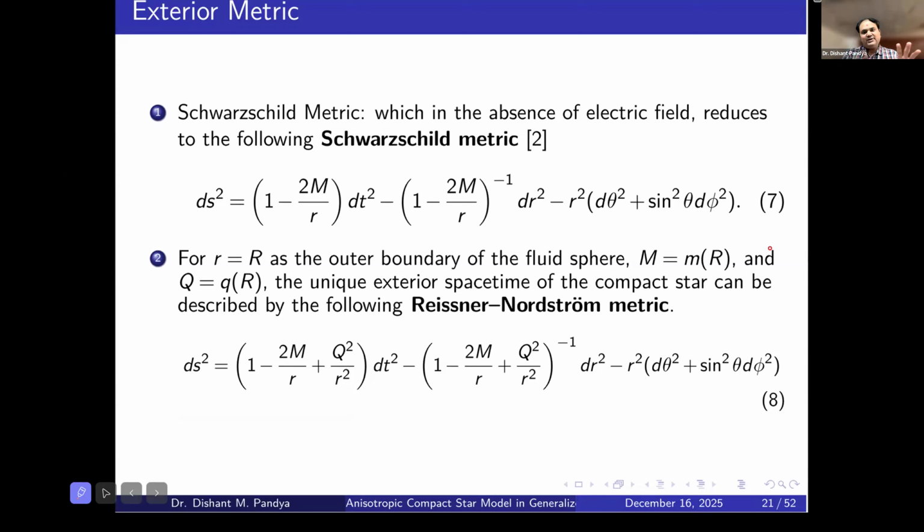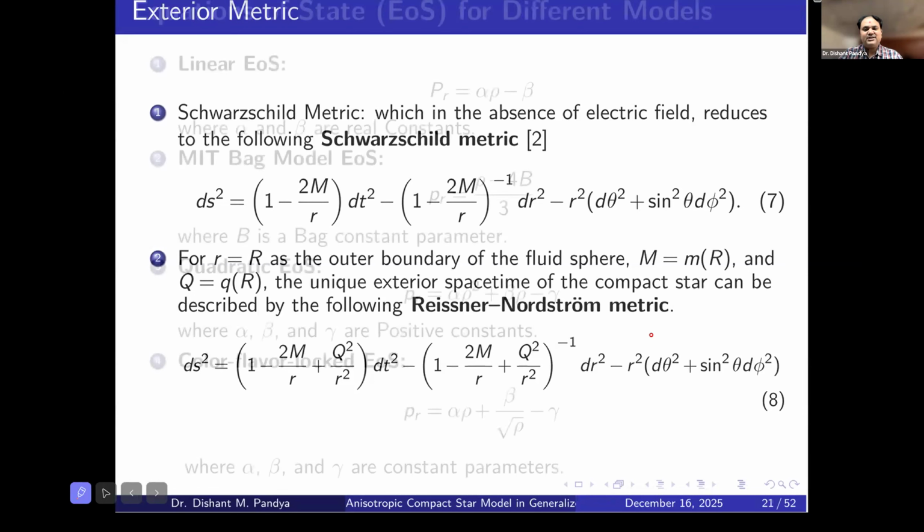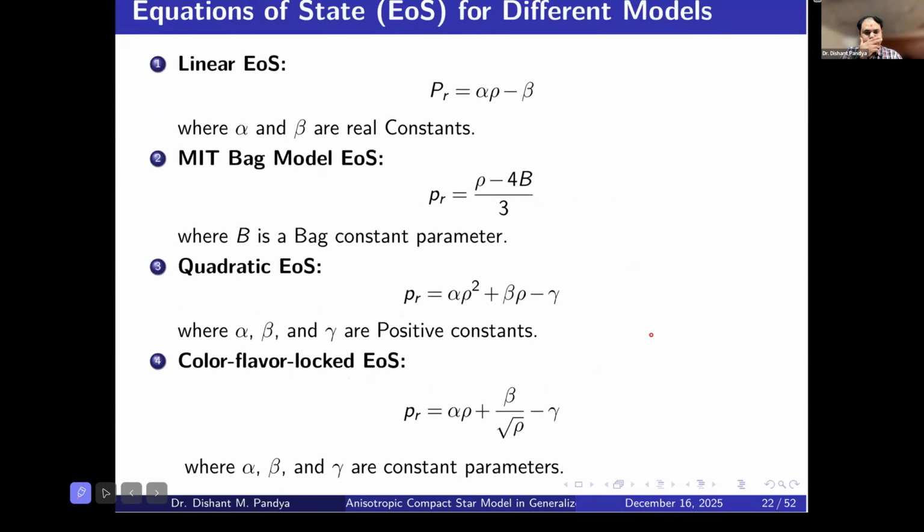And if I am considering a charged matter distribution, I need to have a connection with the Reissner-Nordström metric, which is equation number 8. So if they are smoothly matching with each other at the boundary, that means there is no flaw, there is no miscalculation in our mathematical model. We are good to go.